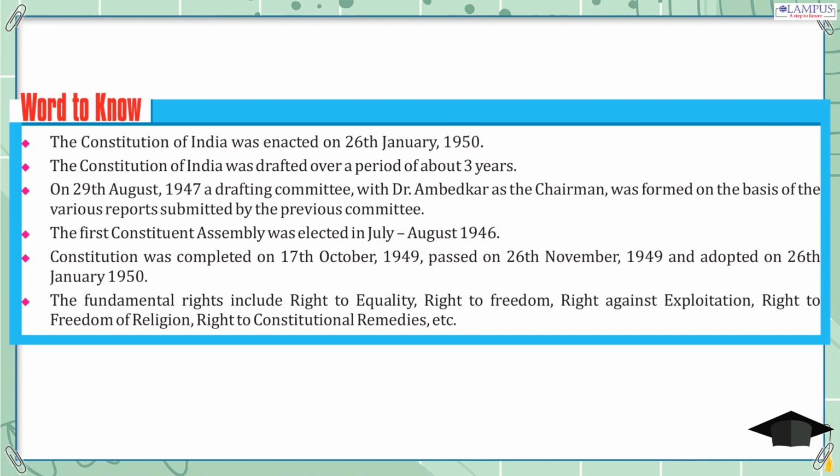Words to know. The Constitution of India was enacted on the 26th of January 1950. The Constitution of India was drafted over a period of about 3 years.